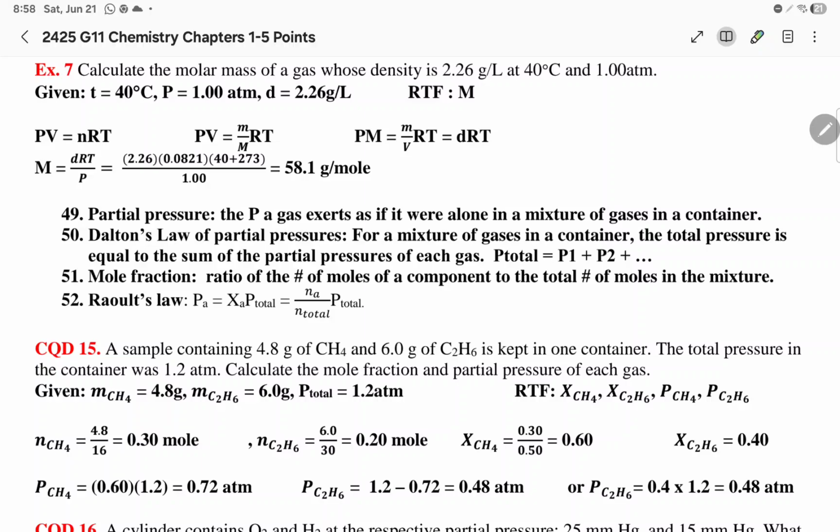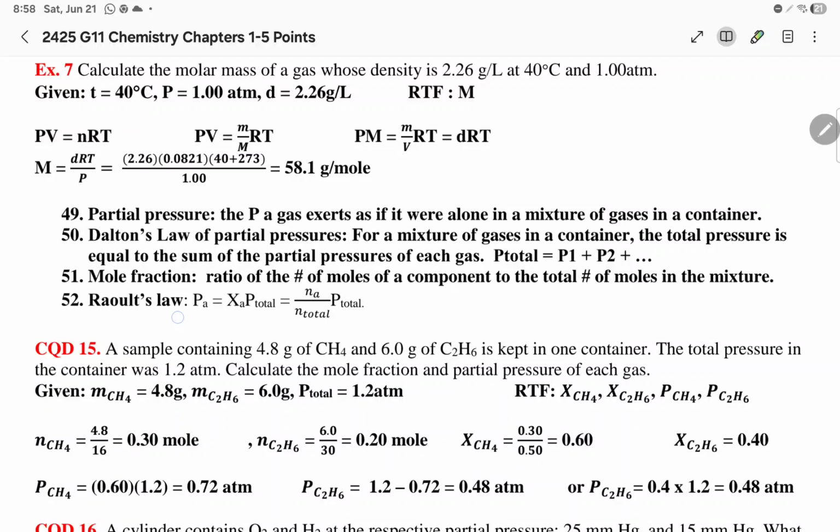Dalton's law of partial pressure. For a mixture of gases in a container, the total pressure is equal to the sum of the partial pressure of each gas. We've taken this before in grade 9. So, if you have 5 different gases and you have each of their partial pressures, if you add all of these, they will give you the total pressure in the container. Very obvious. The mole fraction is the ratio of the number of moles to the total number of moles. Also very obvious. We've taken it before.